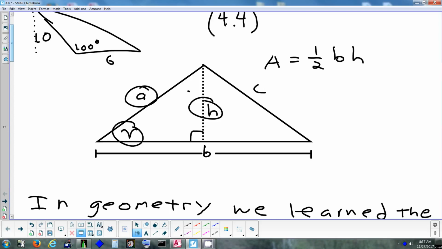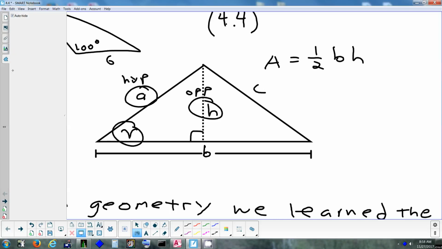So we're using opposite and hypotenuse. Does anybody remember the trig function that has those two? Yep. Cosine has adjacent and hypotenuse. Sine. Yep. Sine has opposite and hypotenuse.